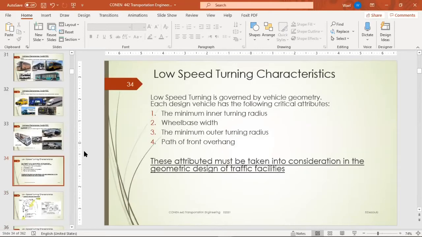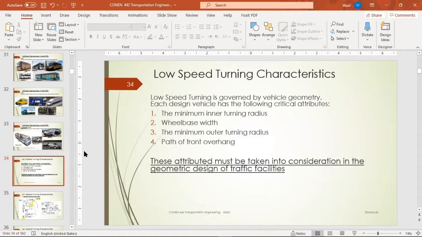Okay. So that was the different classifications of vehicles according to AASHTO. Then we will start now talking about the low speed turning, or the turning characteristics. First, we're going to discuss the low speed turning.